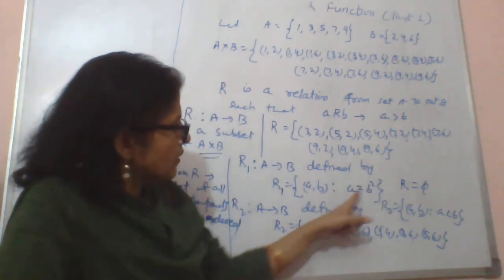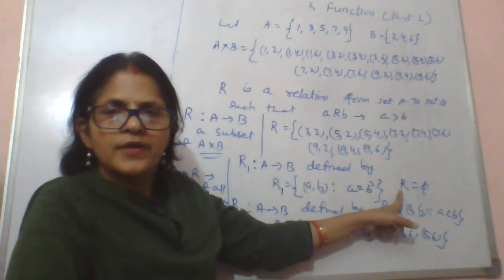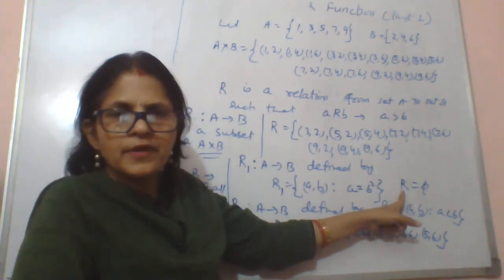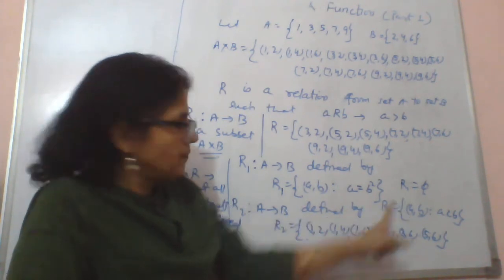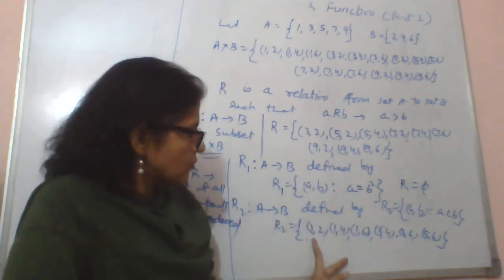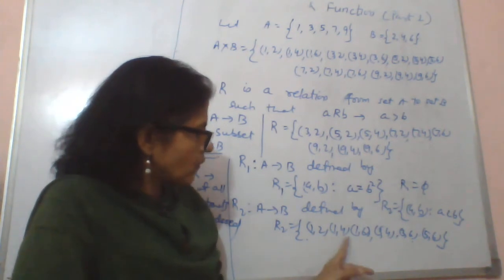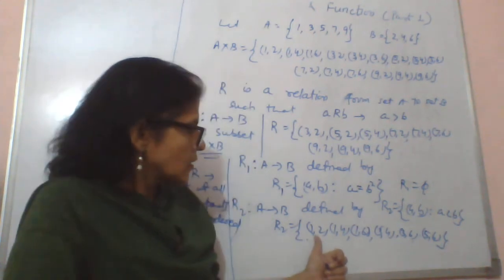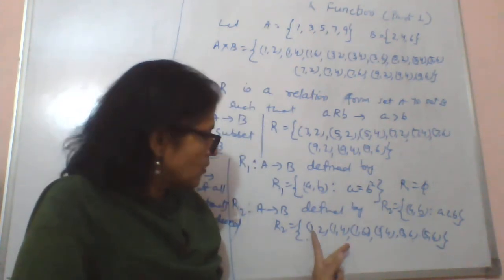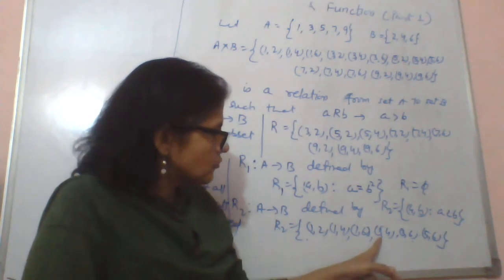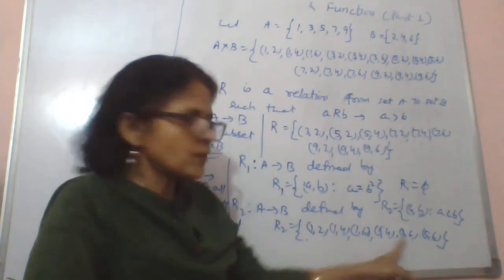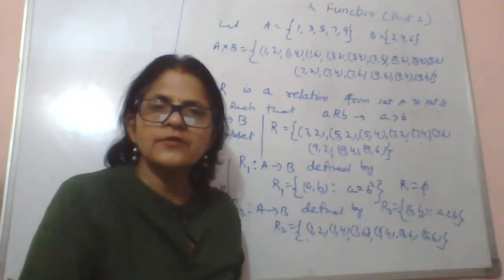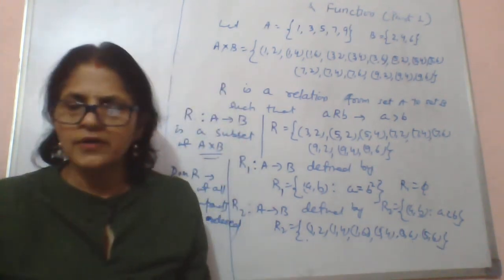Similarly, here R1 is empty, so this is an empty relation because there is no element in the relation. Third case, R2, if we take (1, 2), (1, 4), (1, 6), (3, 4), (3, 6), (5, 6), that means the domain of this relation is the set containing 1, 3 and 5, and the range of the relation would be {2, 4, 6}. So this is about domain and range of the relation.